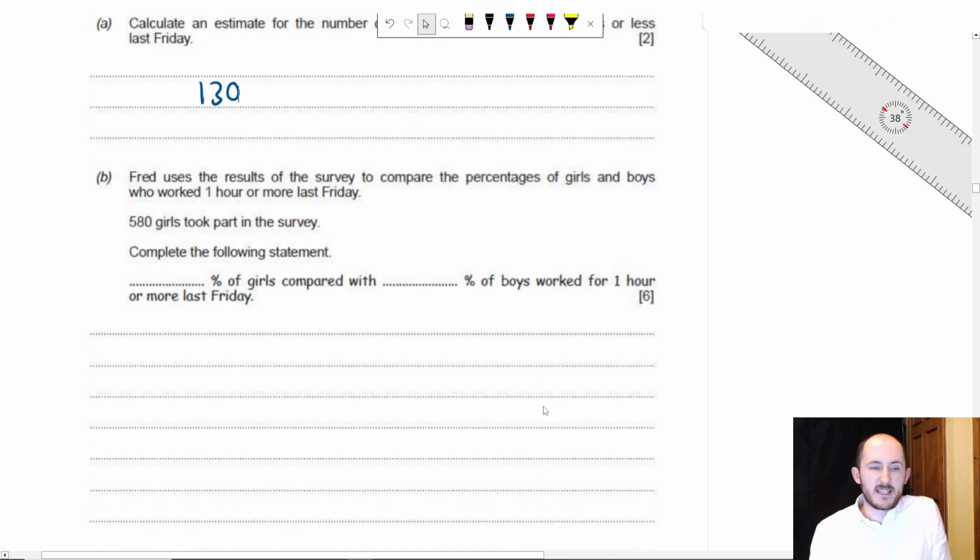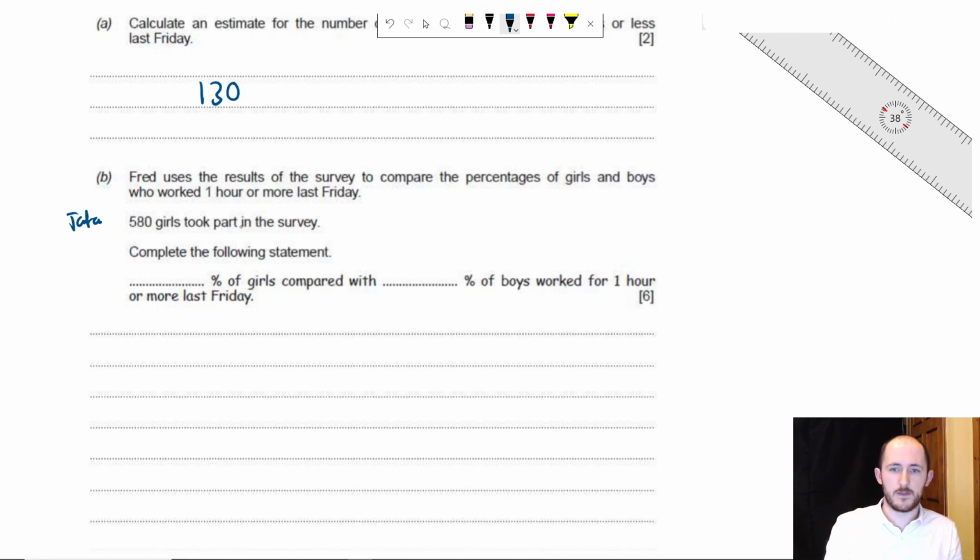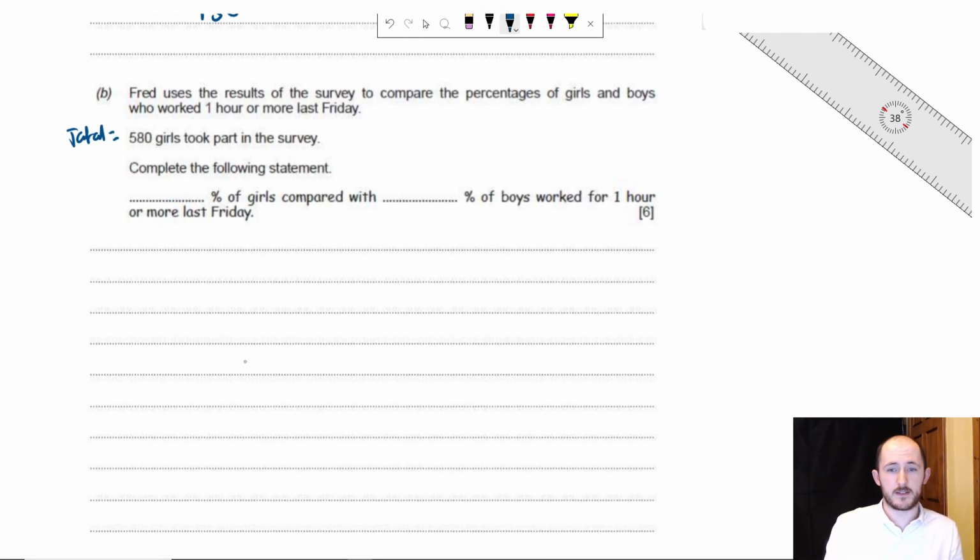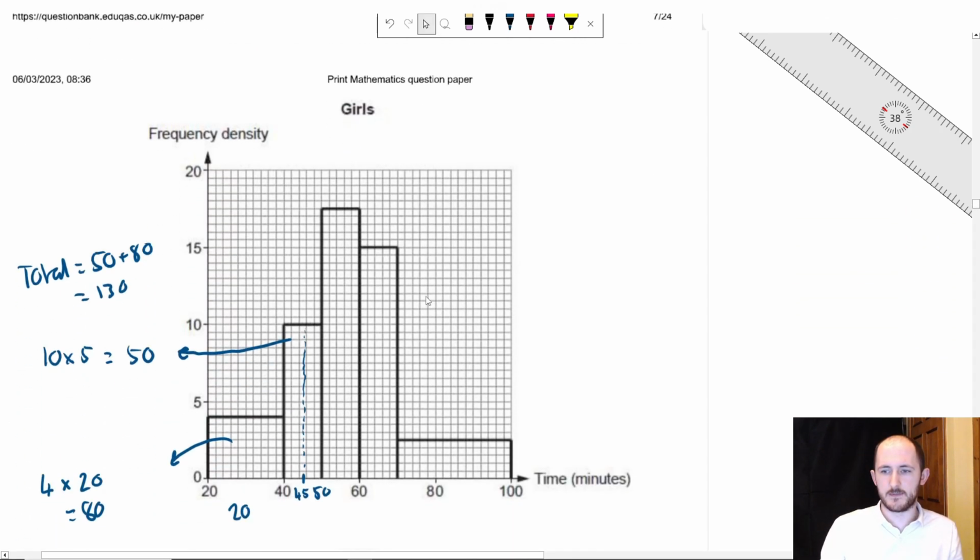Okay, so this is basically just a bigger version of what we've just done. We need to work out how many girls did more than 1 hour, and then how many boys did more than 1 hour. Okay, let's get to it. And also we need to know the total, right? So in total we have 580 girls. So we also need to work out the total number of boys. Maybe we should do that first. So total boys equals.